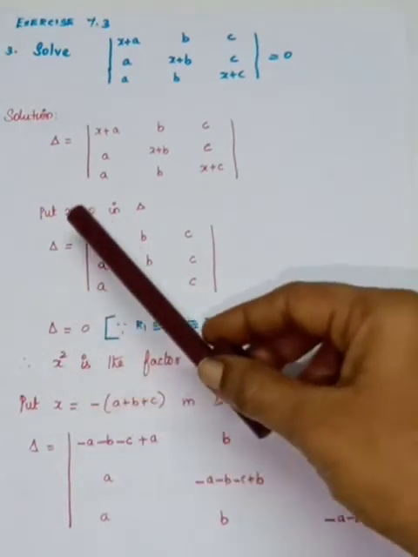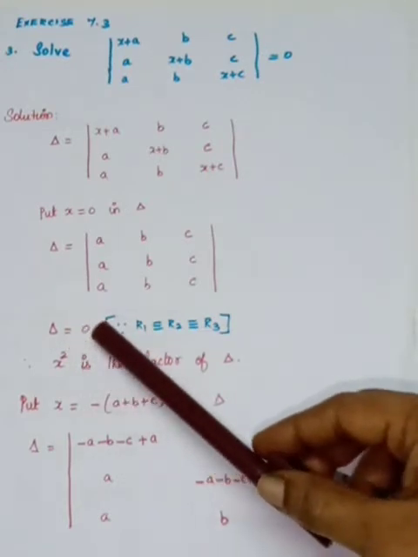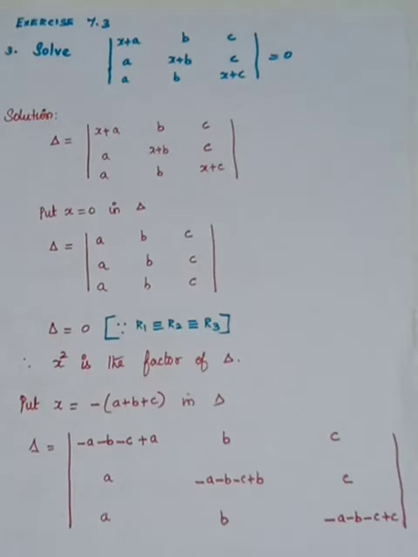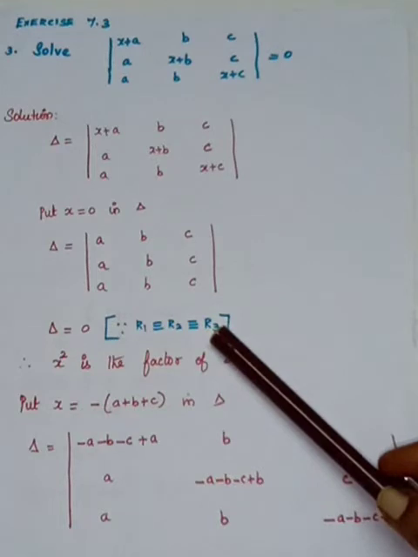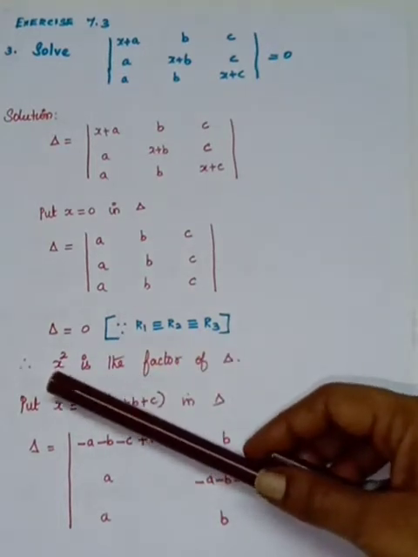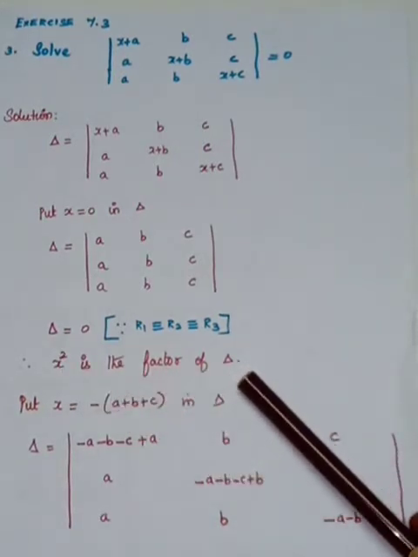So when you substitute x = 0, the value of the determinant is 0. Therefore, which is the factor? (x minus 0) to the power of 3 minus 1, since 3 rows are identical. So x minus 0 is x, and x squared is a factor of delta.